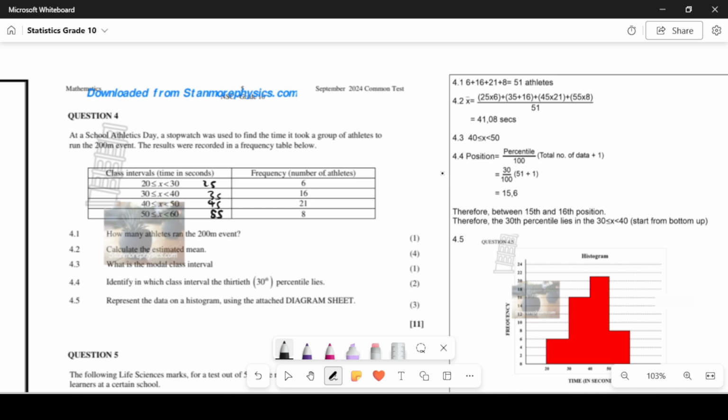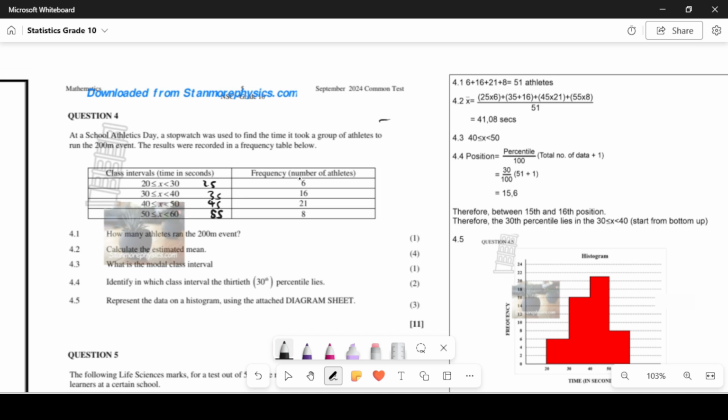Identify which class the 30th percentile lies in. So remember, we have to find a position. How do we find the position? Go back to the position one. It will be the percentile over 100, so 30 over 100, into the total number of data, which is 51 plus 1, which gives us 15,6. Remember, this is a position value. It's not a natural number. So therefore, it will lie between the 15th and the 16th position. Therefore, the 30th percentile lies in this interval.